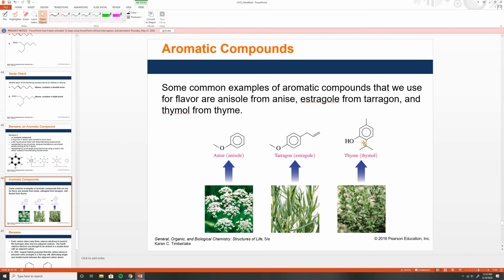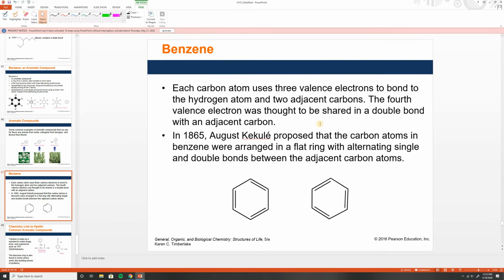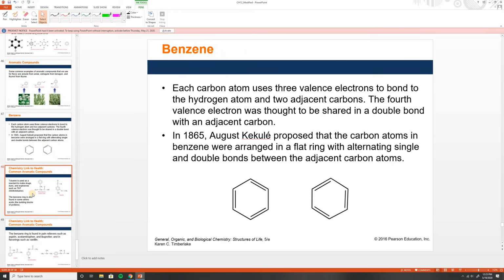So here are some aromatic compounds, and you can see their different smells. A lot of flowers have these different smells, and that's because of their aromatic compounds. They create an aroma, so we talked about this already.